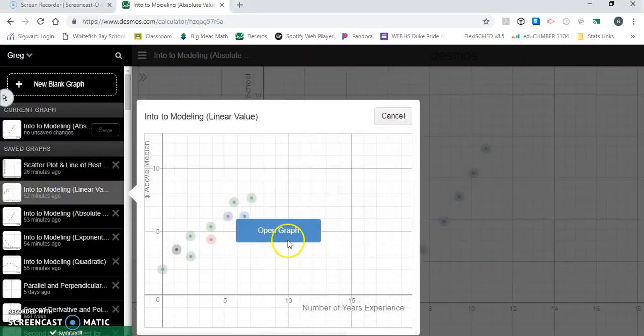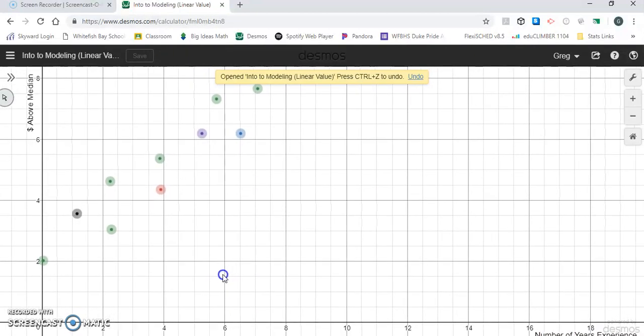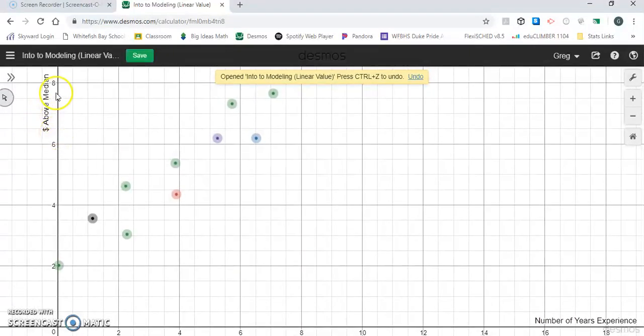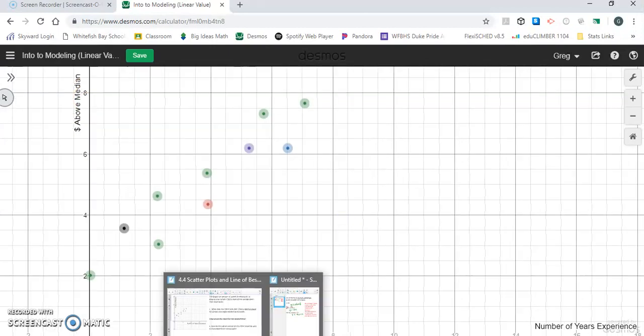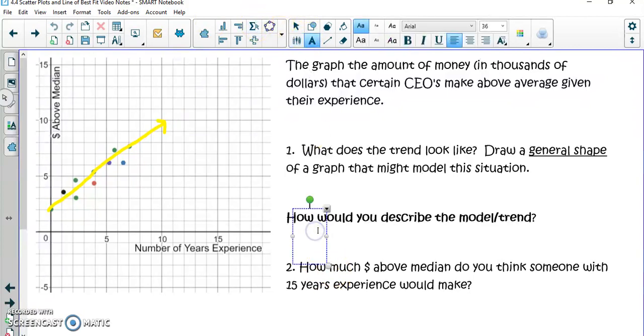Here what we have is a graph showing the number of years of experience that somebody has at work, and the amount of money they make above the average employee. If I had to say what is the overall trend in the data, I would just say, well, it's increasing. It kind of just looks like a line like that. This type of model we would call a linear model because it makes a line.